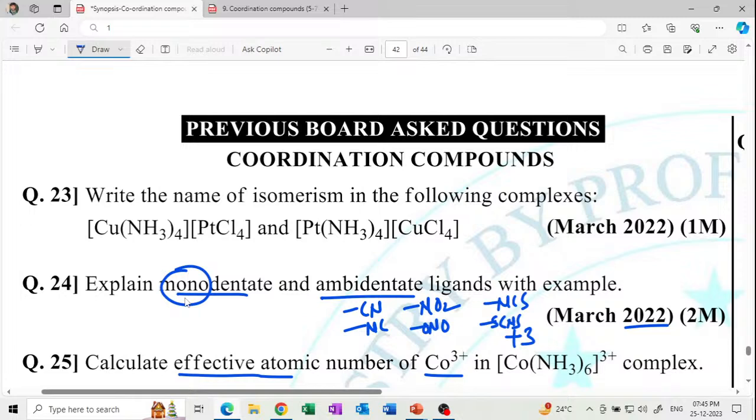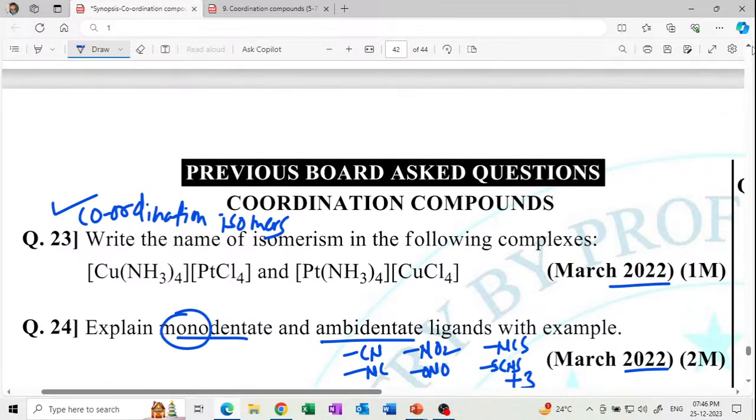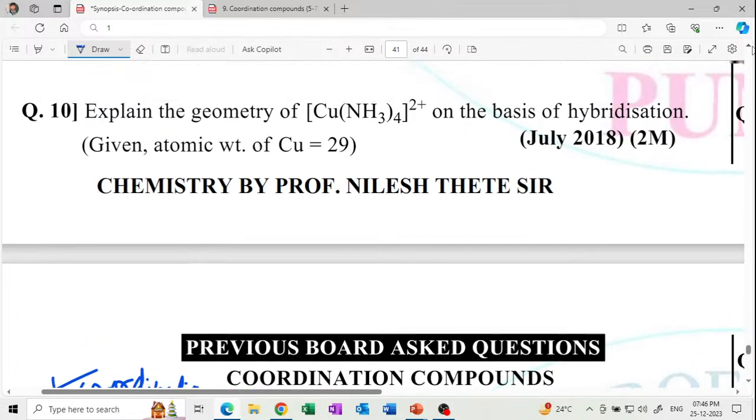Next, write the name of isomerism in the following complexes. March 2020 question. Name of the type of isomerism, [Cu(NH3)4][PtCl4], get it? So this is the type of coordination isomerism. Note it, coordination isomers. So this is the type of coordination isomers because of the interexchange of the ligands between the cationic and the anionic sphere. Get it?